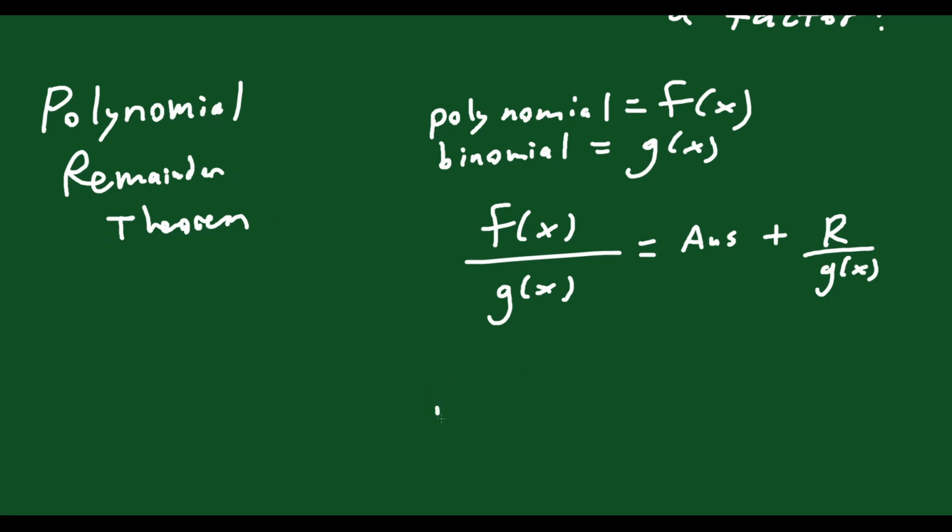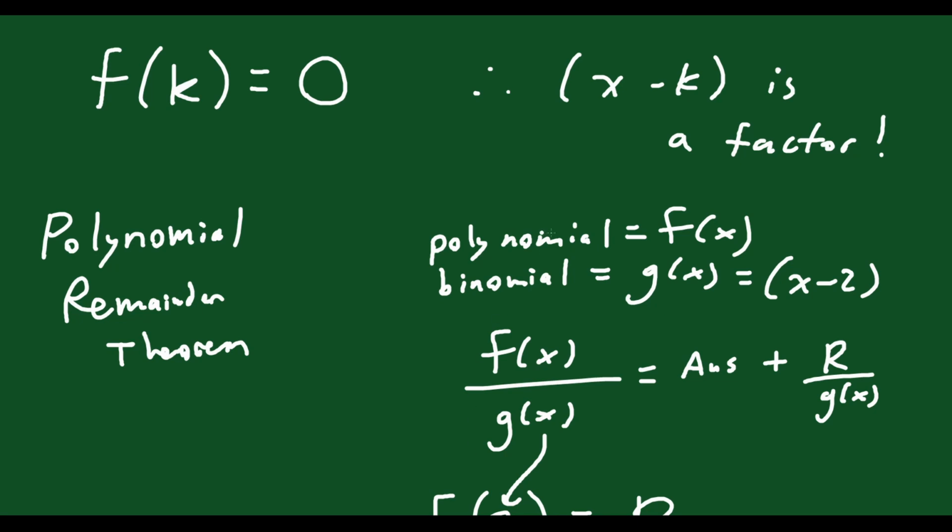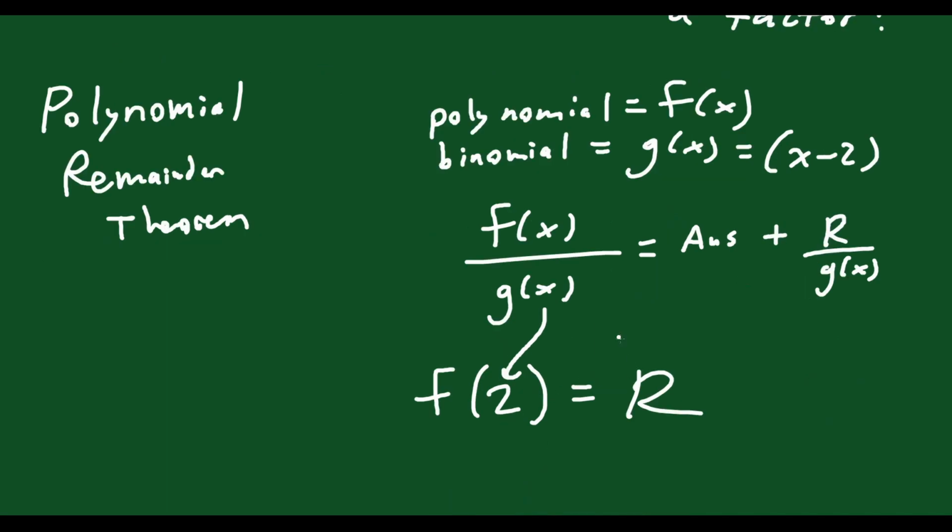All you'd have to do is say f at, and then you plug in the number from g of x. So not g of x, but if g of x, for example, was x minus 2, then you'd plug in 2. That would equal your remainder here. Which seems crazy, right? It doesn't seem like that would work. But it works for the factor theorem, right? When you plug in the value k from the factor, you get 0 because 0 is your remainder when you divide by a factor. It's also true that if you plug in any number from a binomial you're dividing by, that is going to equal your remainder.